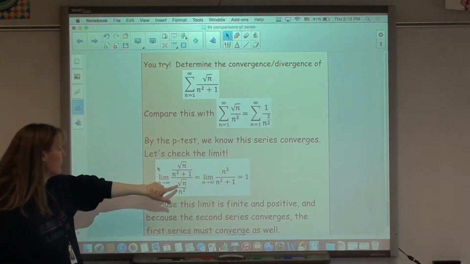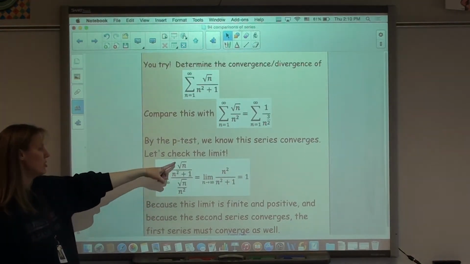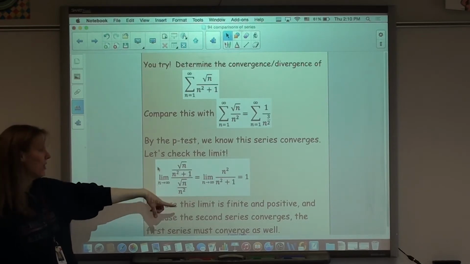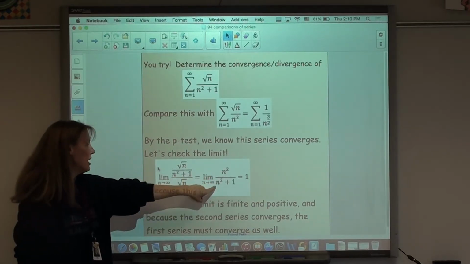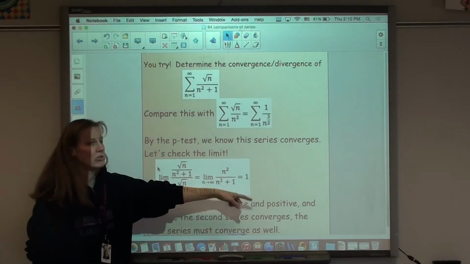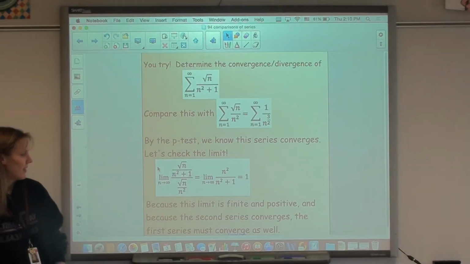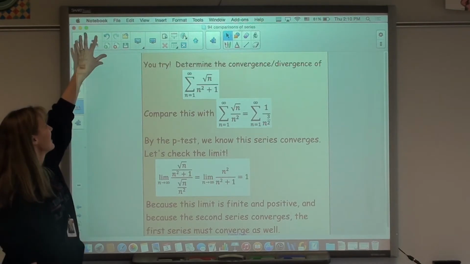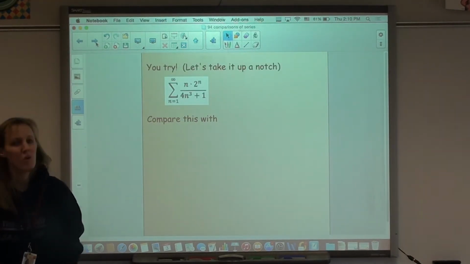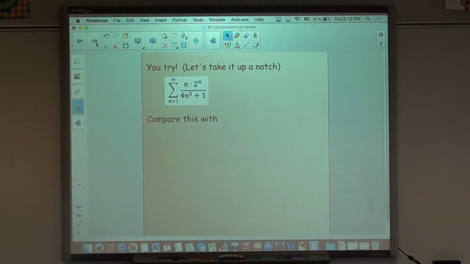Does it matter which one goes on top, the old over the new or the new over the old? No. Makes no difference. Keep, change, flip. n squared over n squared goes to 1. Okay, that's good. All right, so one more. One more, and then 4 more. There's really 5 more, but there's one more of these, and then there's 4 more.